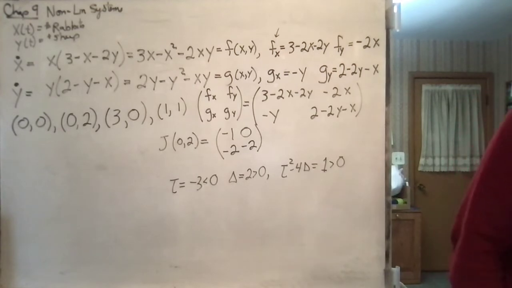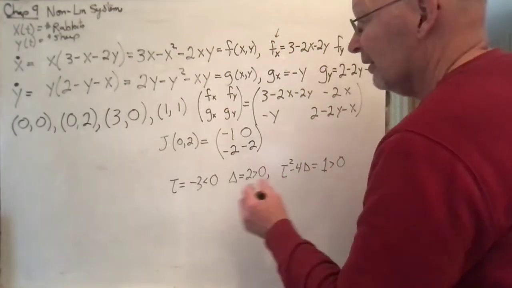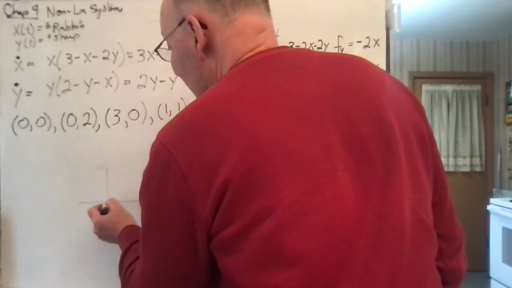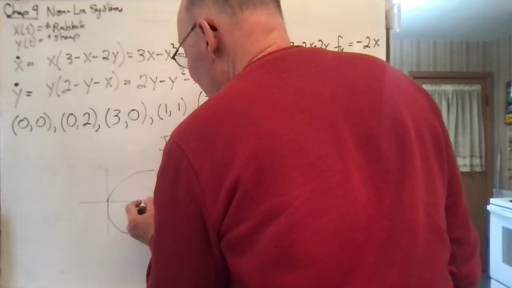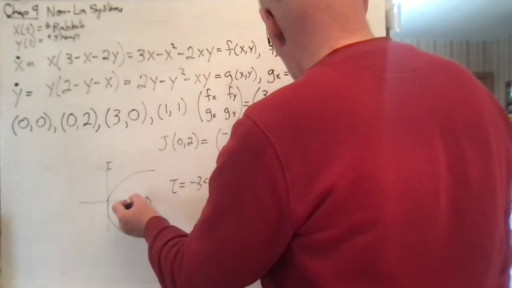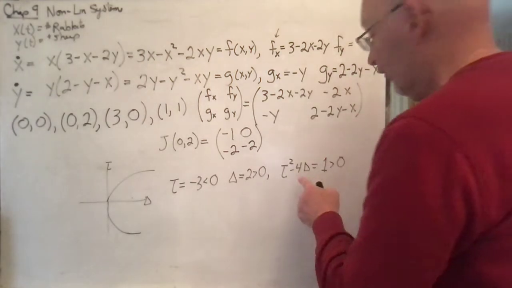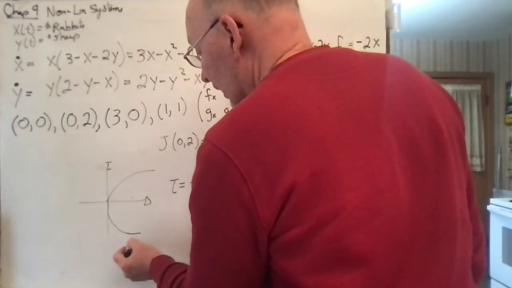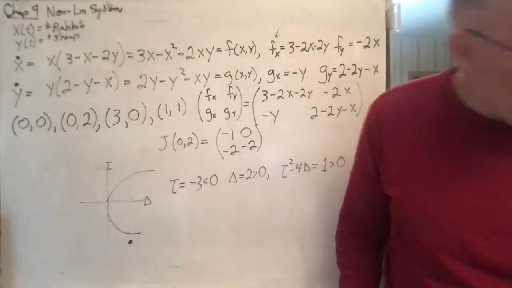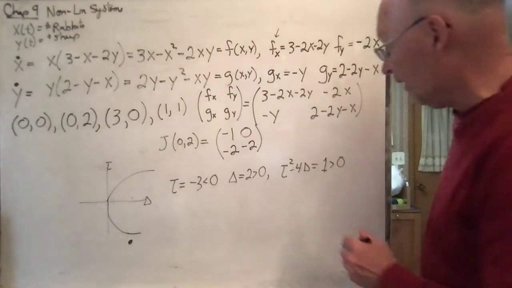And so you look back in chapter 8 on our figure there, and you see that that's going to be an attracting node. Remember that in our diagram there, we had something like this, and this was delta right here, and this was tau. We've got delta positive, so you're over here. Then tau is negative, so you're down here. And tau squared minus 4 delta is positive, which means you're down there someplace. And that is, let me just check, the attracting node. Yep, attracting node.